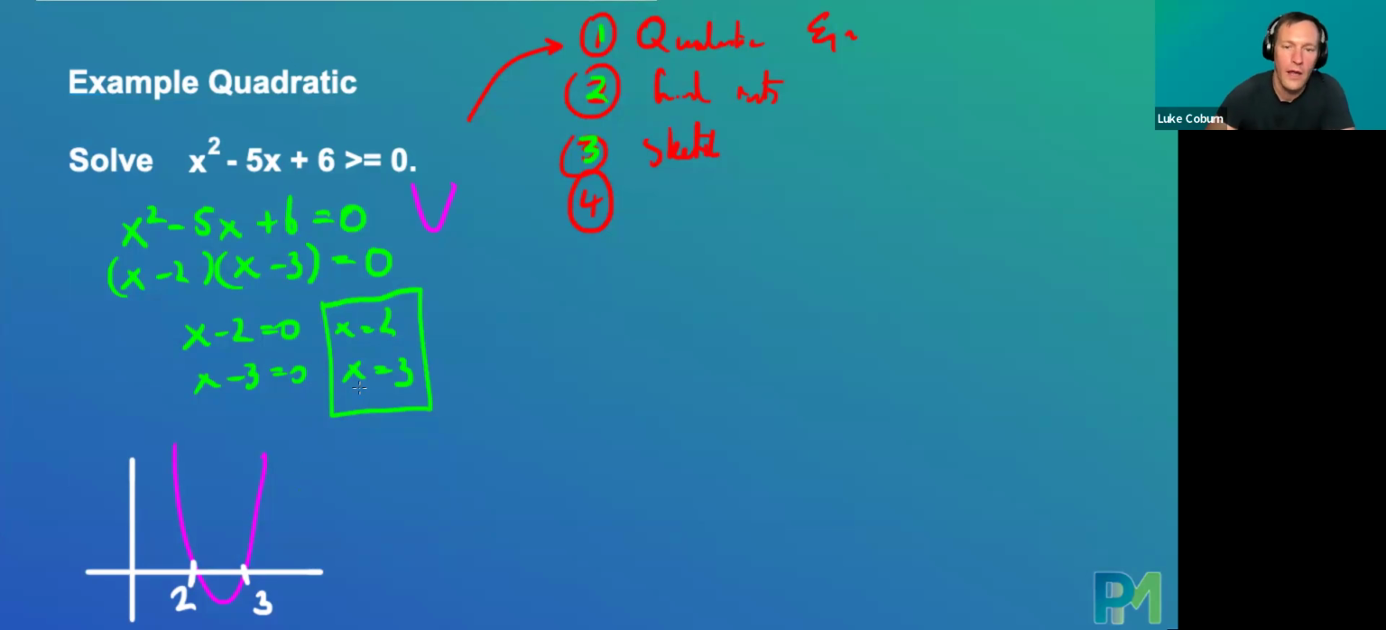Okay, so now we've done step 3. The last step is basically to look at the inequality again. And now this is where we have to interpret. So we're saying, when is this thing greater than or equal to 0? Let's call it f of x. f of x is equal to x squared minus 5x plus 6.